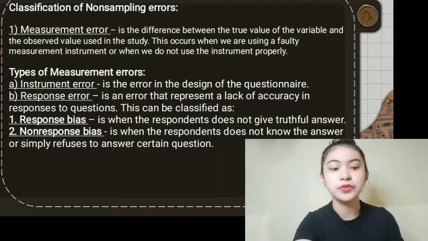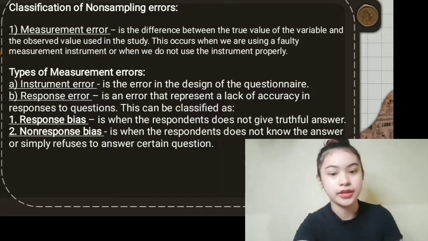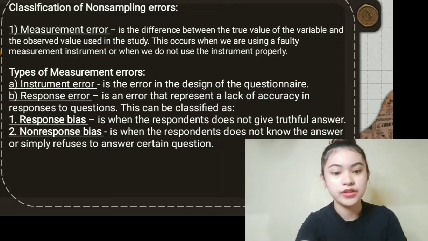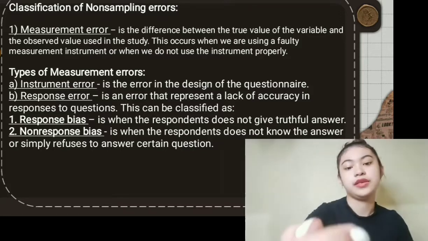We also have this classification of non-sampling errors, wherein there's a measurement error, which is the difference between the true value of the variable and the observed value used in the study. This occurs when we are using a faulty measurement instrument, or when we do not use the instrument properly. There are two types of measurement errors. The first is the instrument error, which is the error in the design of the questionnaire. So basically there's a wrong process of using the instrument, and an error happens with this instrument error.